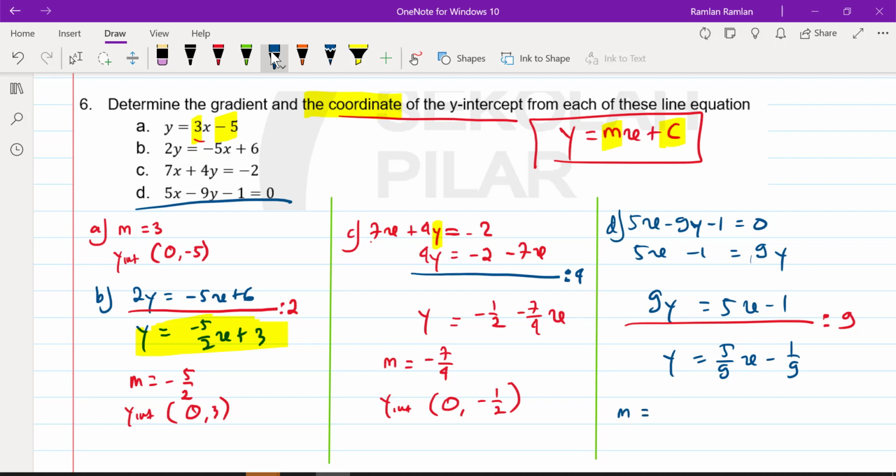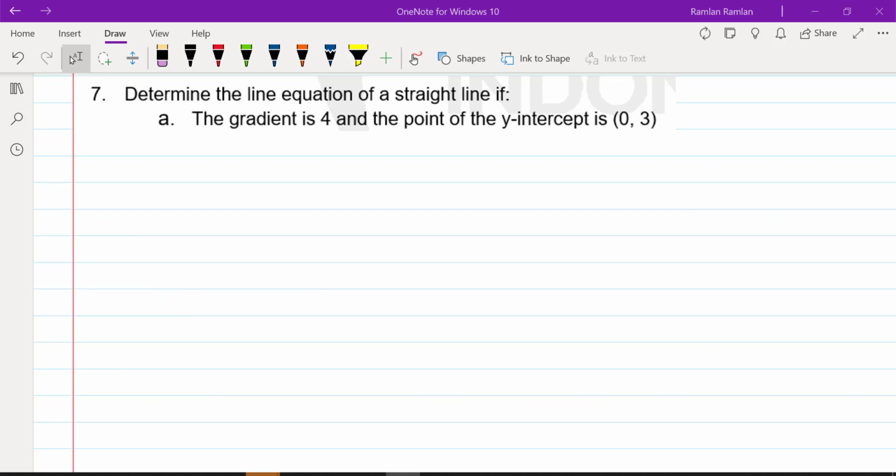Which means that the gradient for this line equation is this one over here because it is being multiplied by the x, right? So there'll be 5 over 9, and the coordinates of the y-intercept is going to be (0, negative 1 over 9). Okay, let's go to number 7.